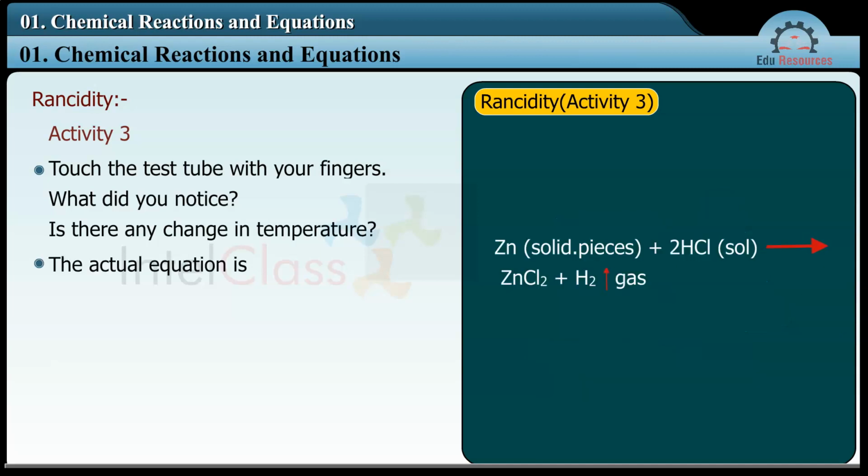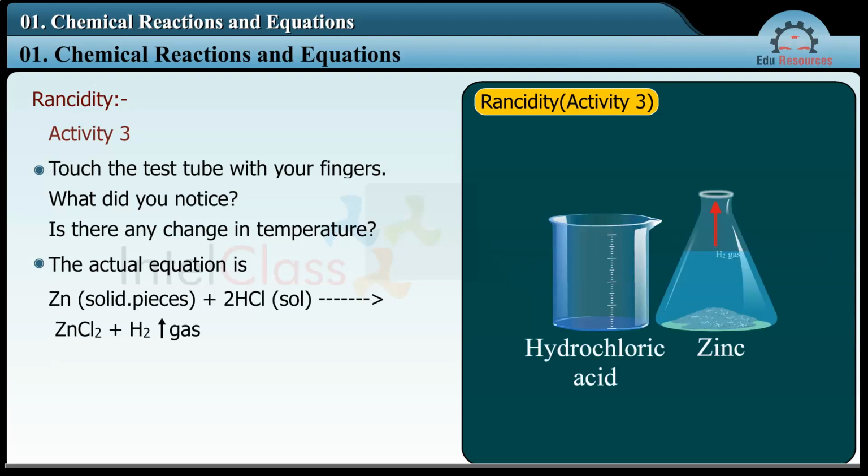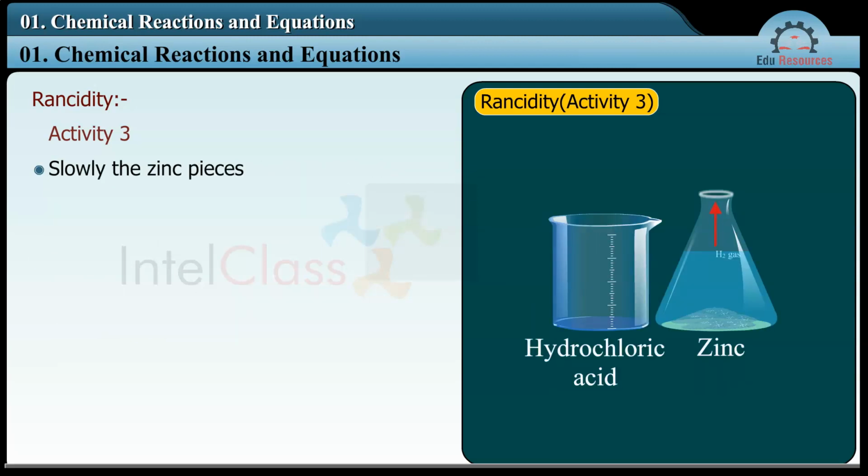The actual equation is Zn solid pieces, zinc granules, plus 2HCl hydrochloric acid solution gives rise to ZnCl2 zinc chloride plus H2 hydrogen gas. Slowly, the zinc pieces start dissolving in hydrochloric acid to produce heat.